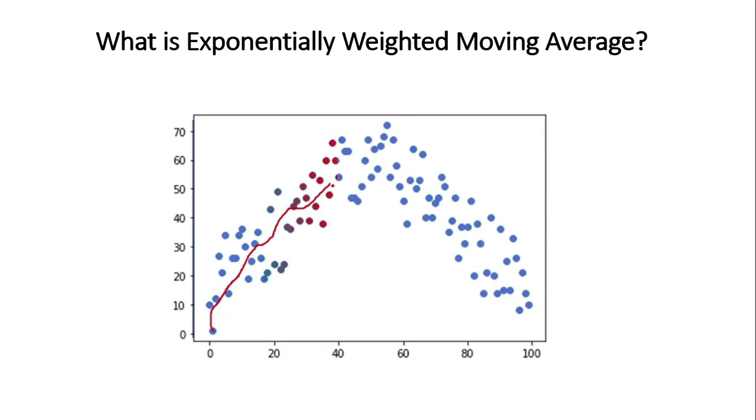For example, in this graph, at a given time step, we give higher weightage to the red colored points while giving lower weightage to the faded red or the blue colored points. So the final plot becomes something like this red colored line. This will get clearer in a while.